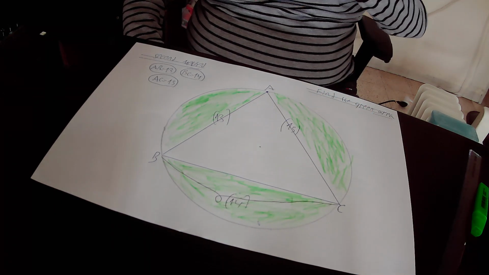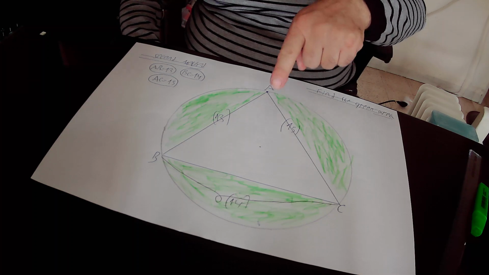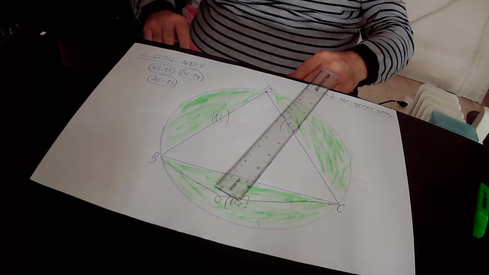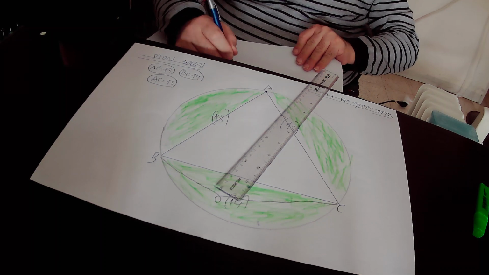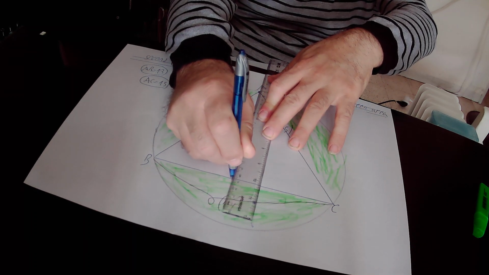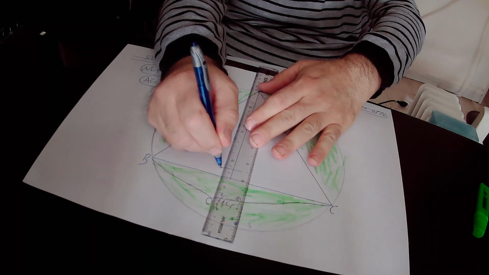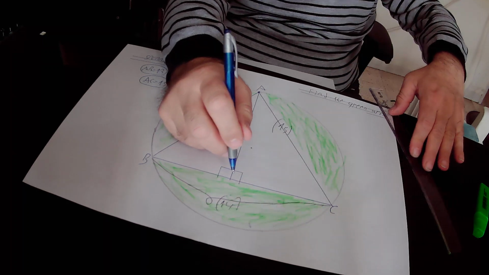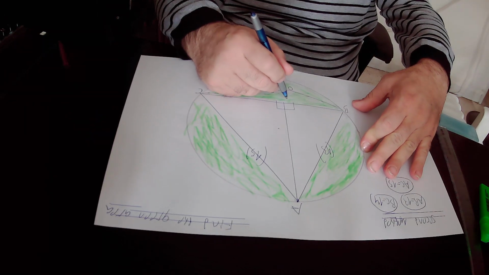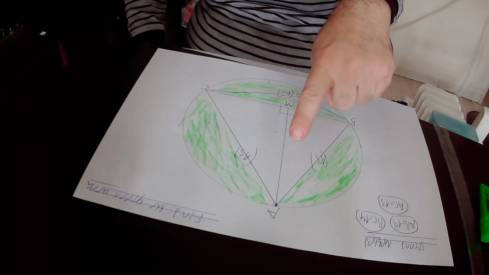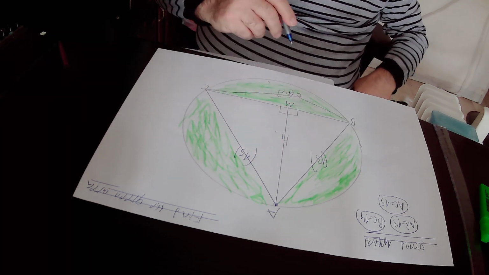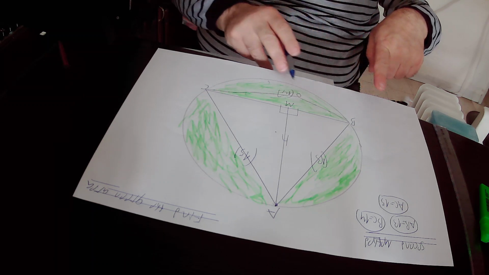In the second method, we will do a construction. From point A, we will draw a perpendicular to BC. So this angle equals 90 degrees, and this angle also equals 90 degrees according to our construction. We define the touching point of the perpendicular from point A and BC as M. We define the length of the perpendicular AM as H, and the length of side BM as X.